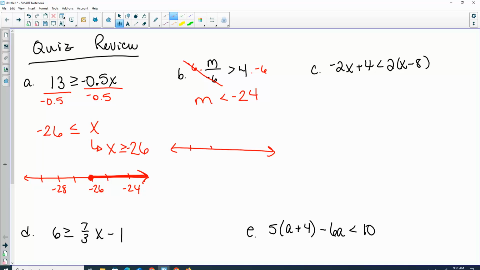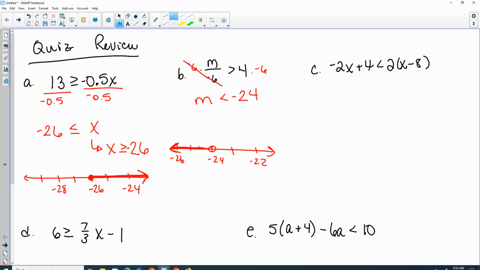So on my number line, okay, you can label a few. It's getting bigger this way, smaller this way. Because there's no equal to, this would be an open circle at negative 24. M is less than, so it's going to the left.